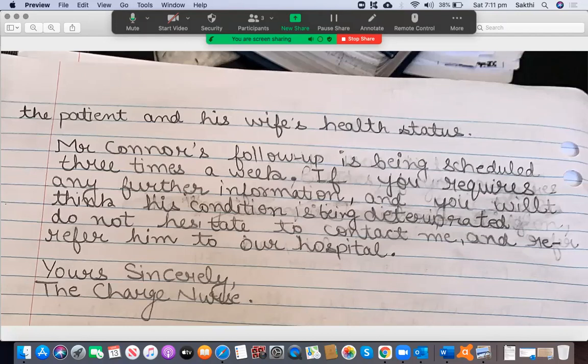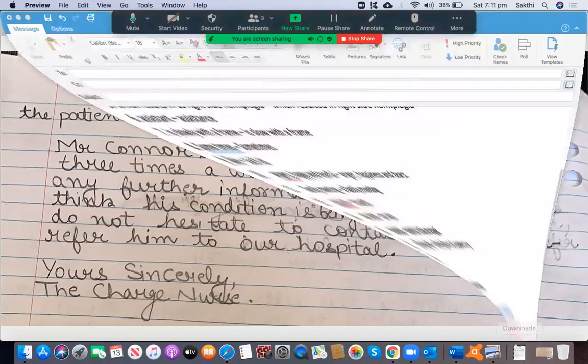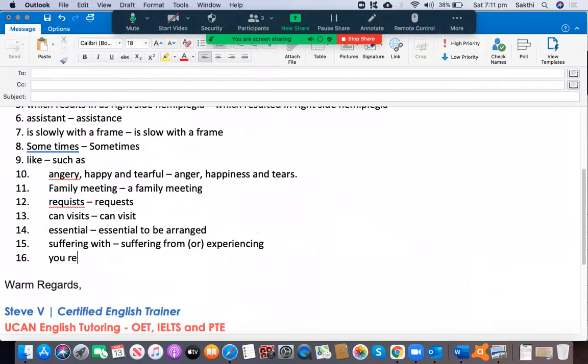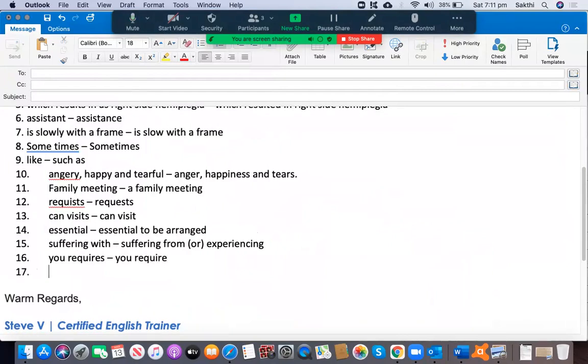Mr. Connor's follow-up is being scheduled 3 times a week. That's good. If you requires, that's wrong. Requires is used only with third person singular nouns, such as he, she, and it. So if you require, okay, not requires. Let me write it down: if you require, okay? It's not requires.